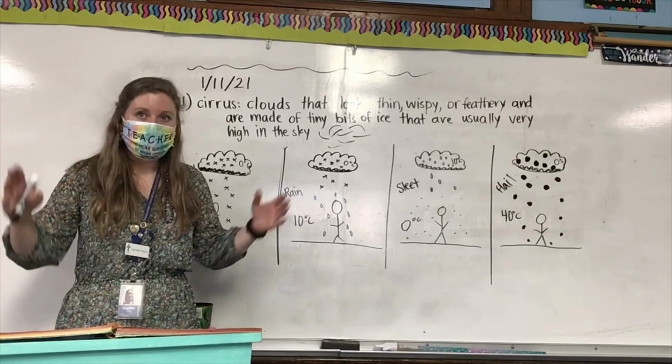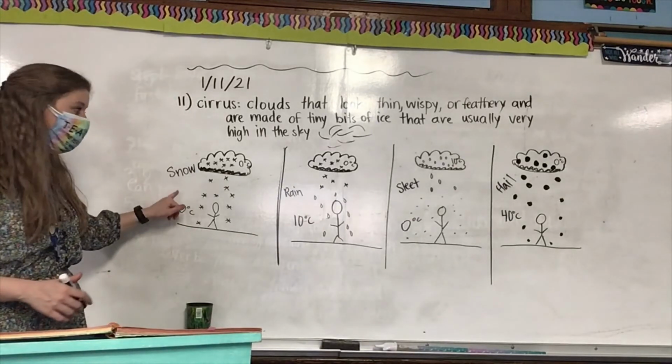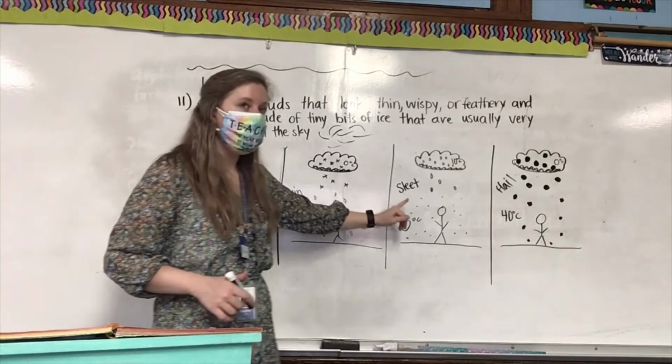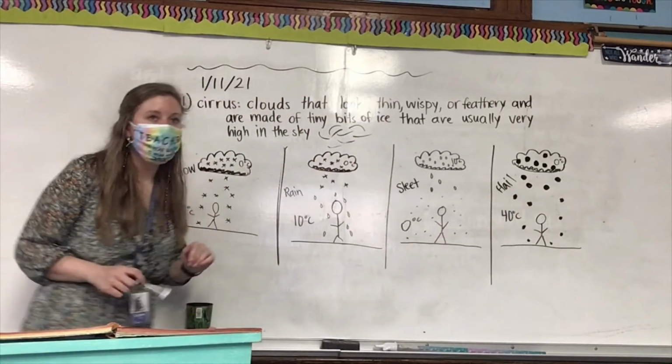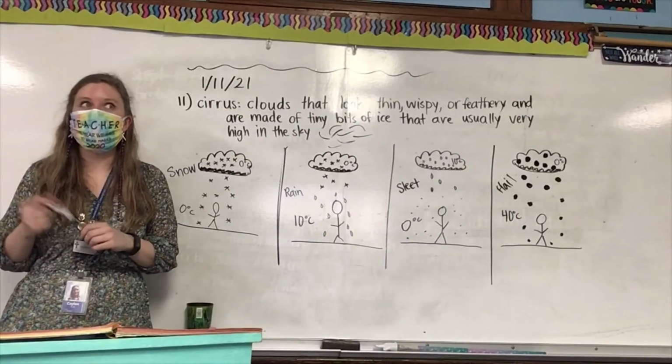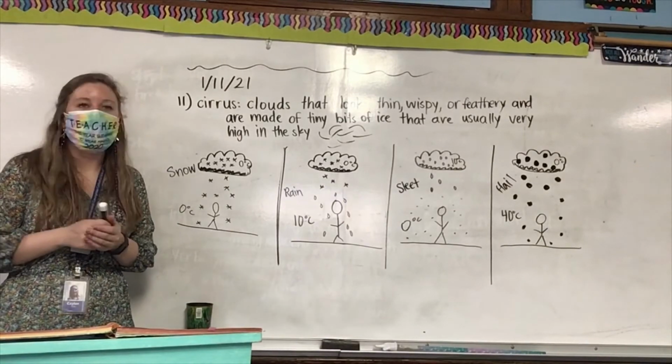So does everybody understand the difference between snow, rain, sleet, and hail? Which forms of precipitation start in the clouds as ice?